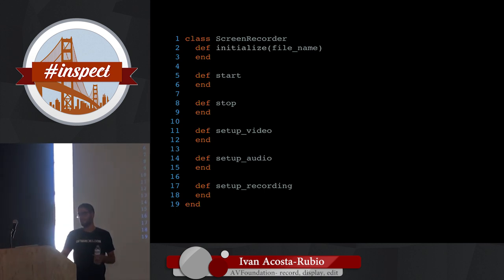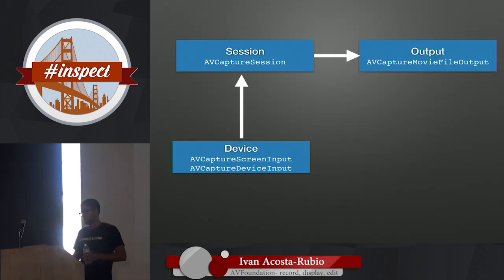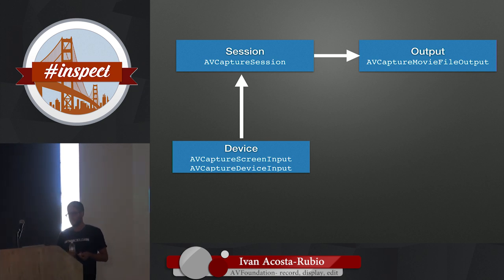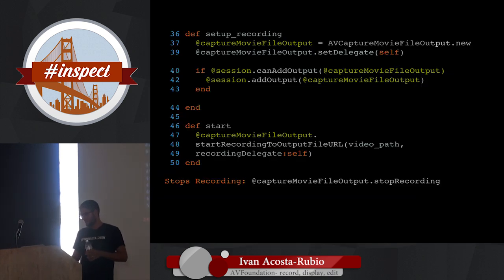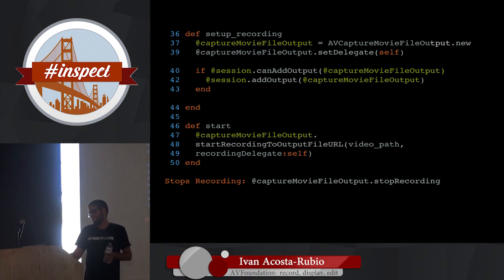Then we just need to see the setup recording method. In that method, we introduce another AV Foundation class, which is AV Capture Movie File Output. It's a class that takes everything that is on the session and dumps it to a file. So this is how it looks. We initialize that AV capture movie file output, we set the delegate to self. There are a lot of delegate methods, as in any framework. Then we add that output to the session. The start method just tells the movie file output that it needs to start recording, and to stop it, we just call stop recording on that AV capture file output.